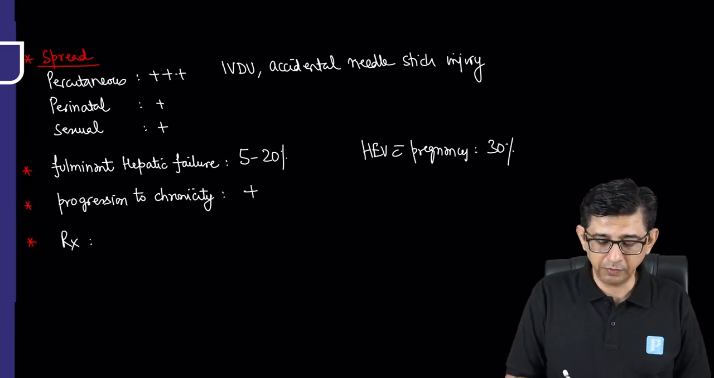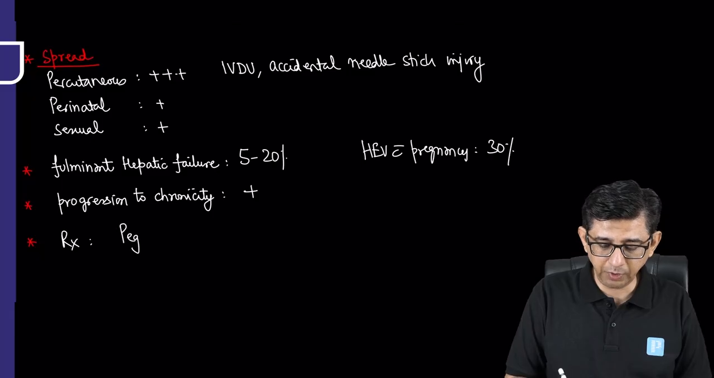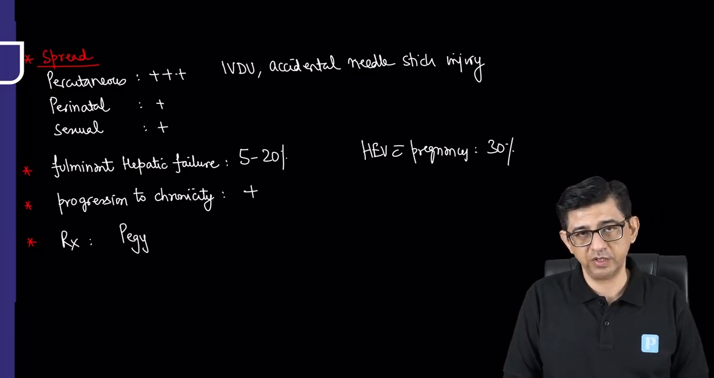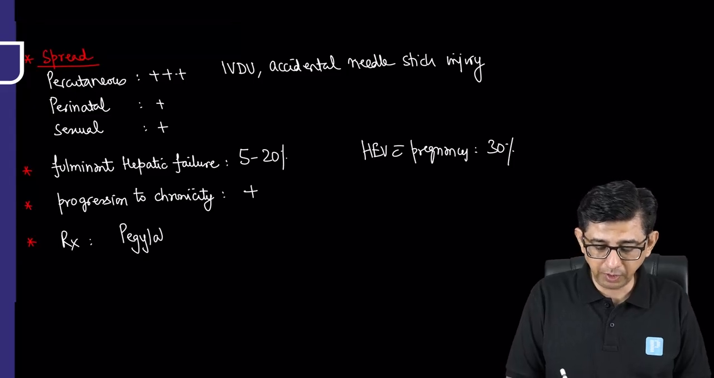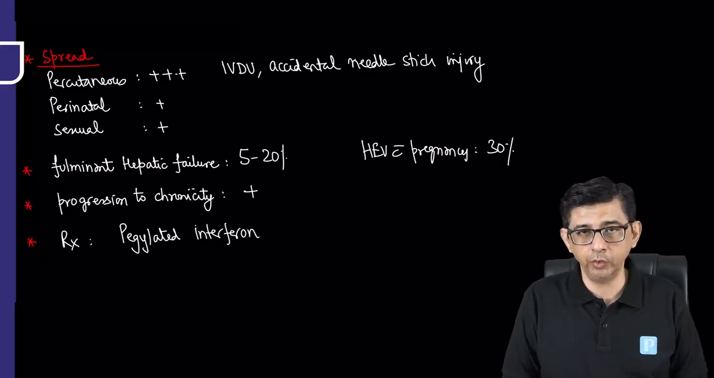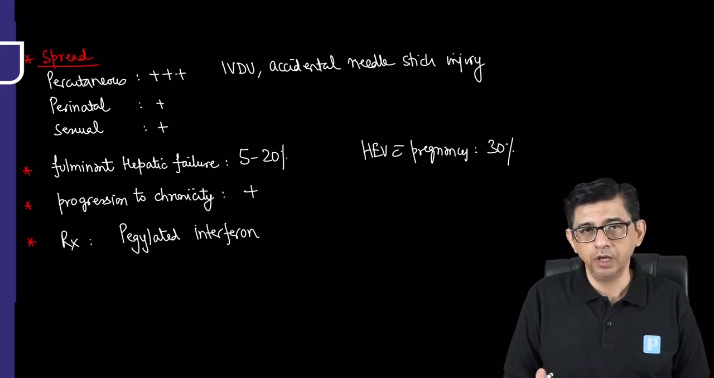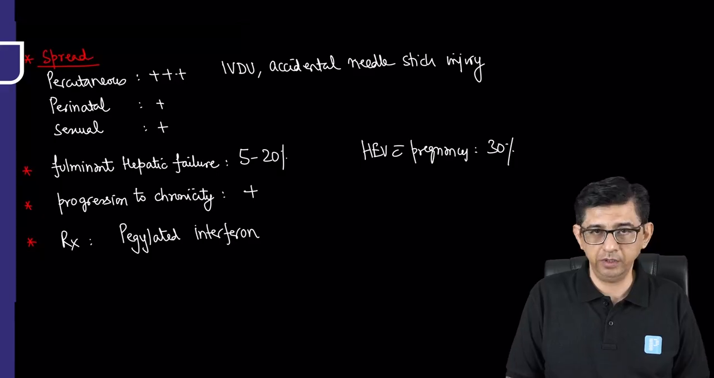Progression to chronicity is very much there. And do we have a treatment for the Delta virus? We do need a vaccine for it, but we have a treatment available, and the treatment would not be an antiviral drug but interferon injections. What this interferon will do is boost up the immunity. It's not a directly acting antiviral drug.